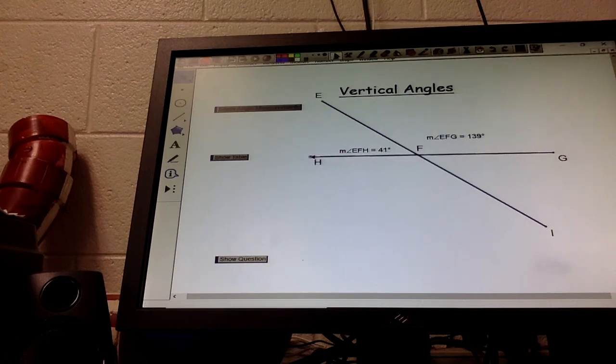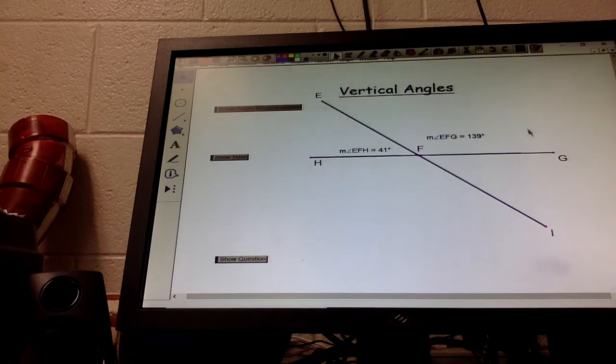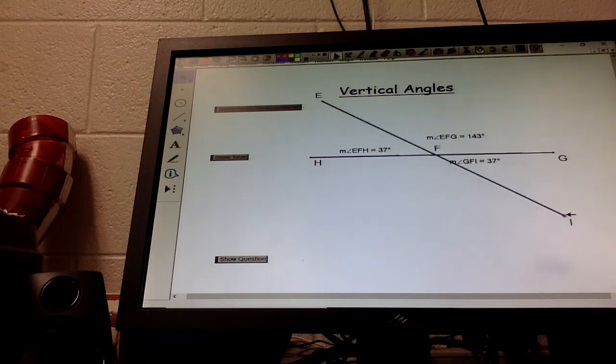So if I take GFI, find the measurement of that, that should be 40. If I do GFI, or 41, because I've moved it. So no matter where I move this thing, these two are going to be the same, and it's all based on linear pairs. It's all based on a line. Okay? So these are called vertical angles.